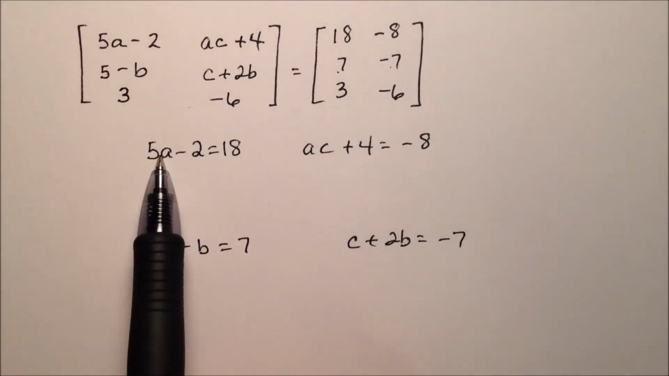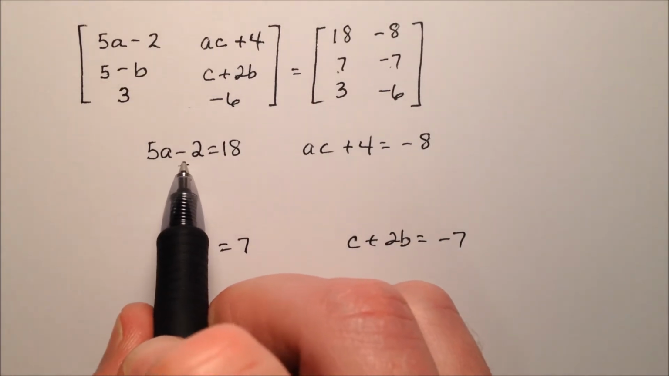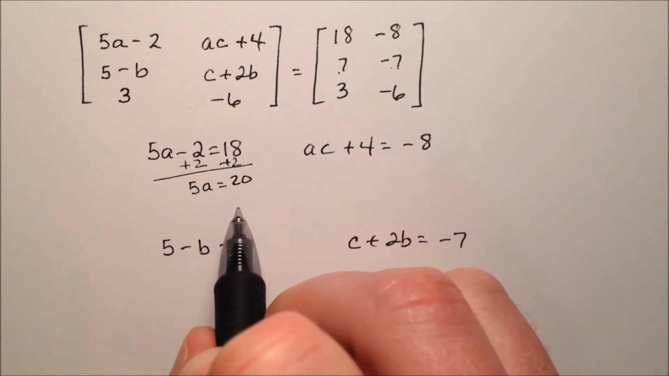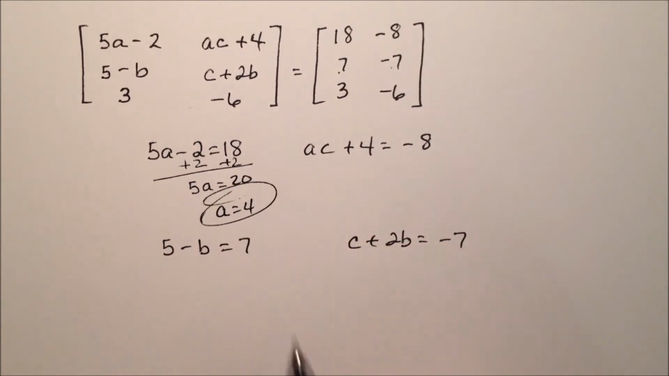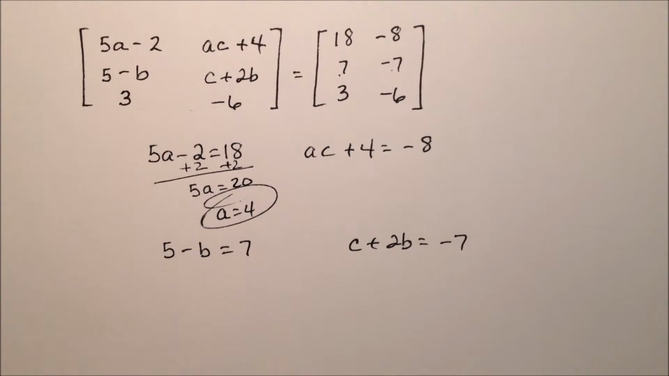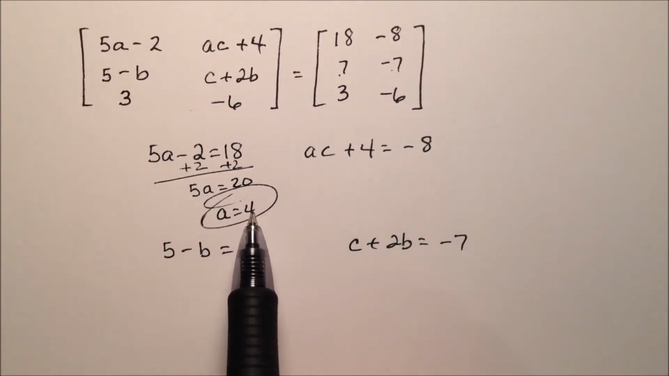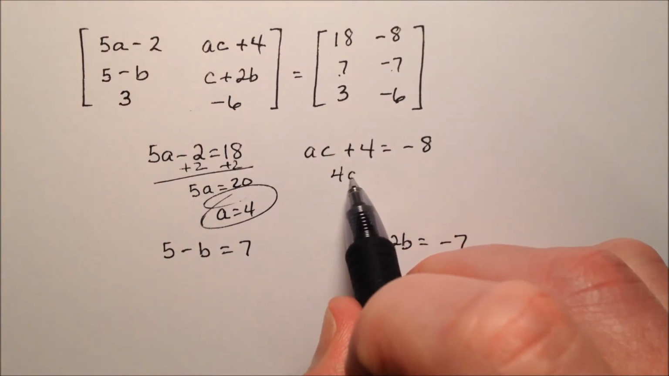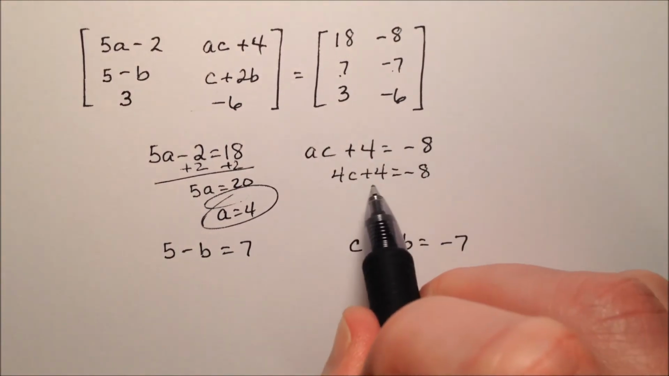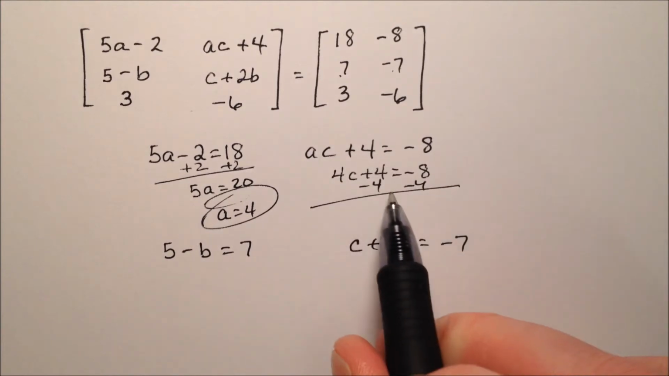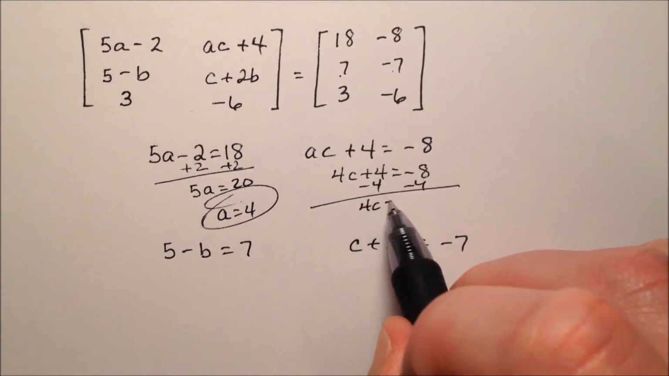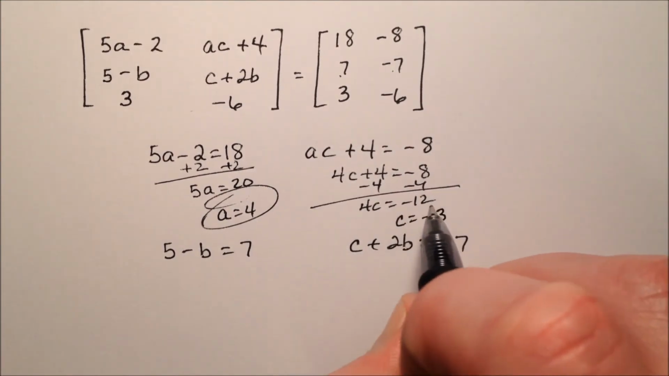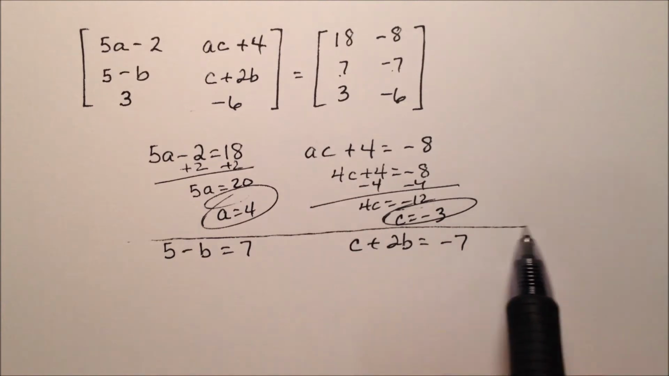Okay, so let's solve this guy for a. We're going to add 2 to both sides. When I do that, 5a equals 20. So a division will show us that a equals 4. Which is nice because once I have that value of a, I can plug it in right here. 4c plus 4 equals negative 8. So when I subtract 4 from both sides, 4c equals negative 12, and c equals negative 3.